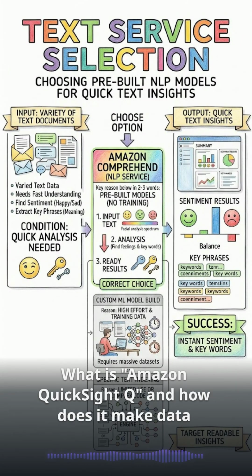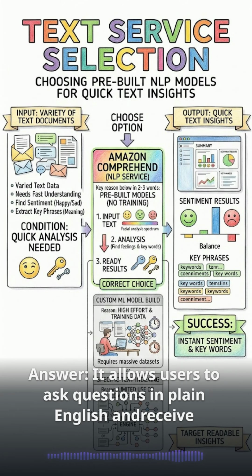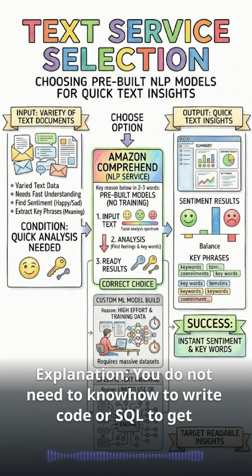101. What is Amazon QuickSight Q, and how does it make data analysis easier for non-technical users? It allows users to ask questions in plain English and receive instant visual answers and data charts. You do not need to know how to write code or SQL to get answers from your complex business data.